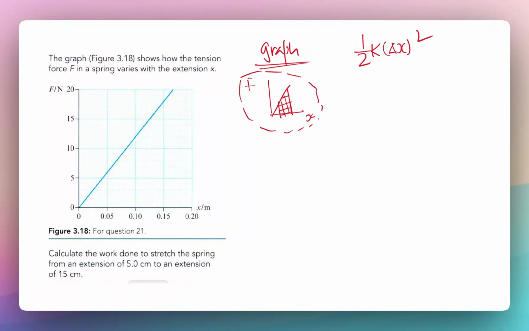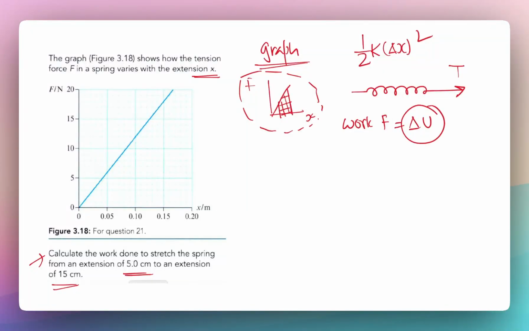The graph shows how the tension force F in a spring varies with extension x. So we are pulling the spring with some tension force, and this force is varying with a distance x, and we have been given this graph. We have to find the work done to stretch the spring from extension 5 centimeter to an extension 15 centimeter. So it is a very similar question to the last time, from 3 to 5 centimeter. Here now it is 5 centimeter to 15 centimeter. So whatever work is done by this force is getting stored as potential energy in the spring.